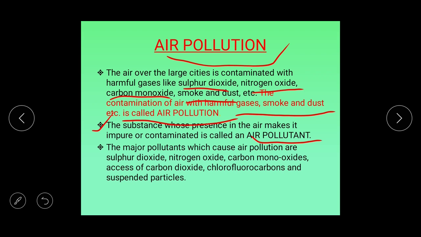The substance whose presence in the air makes it impure or contaminated is called air pollutants. The major pollutants which cause air pollution are sulfur dioxide, nitrogen oxide, carbon monoxide, excess of carbon dioxide, chlorofluorocarbons, and suspended particles.